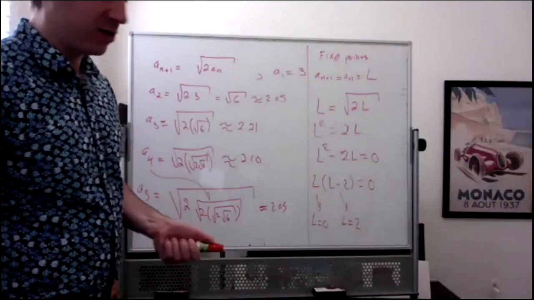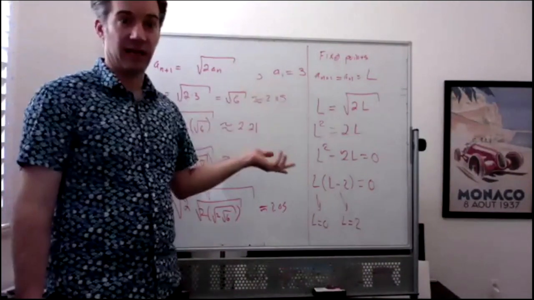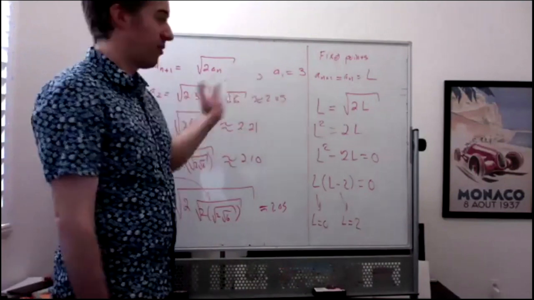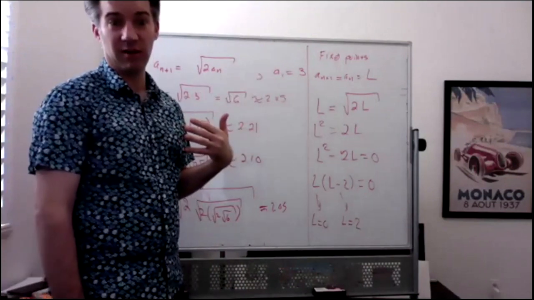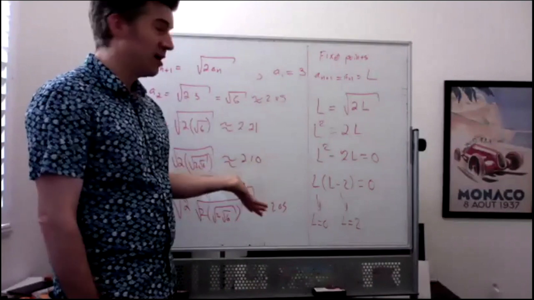It's interesting to ask the question, right? If we started somewhere else, somewhere not 3, would we still get this same limit being 2, or would it end up being 0? And that's a really good question.